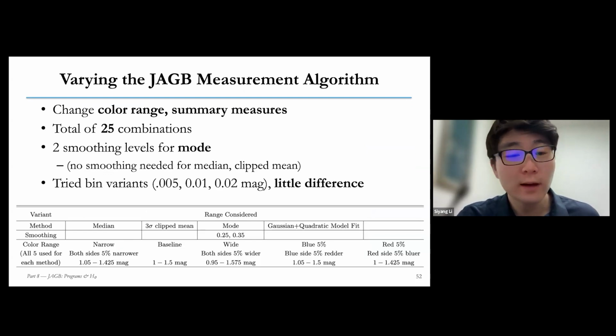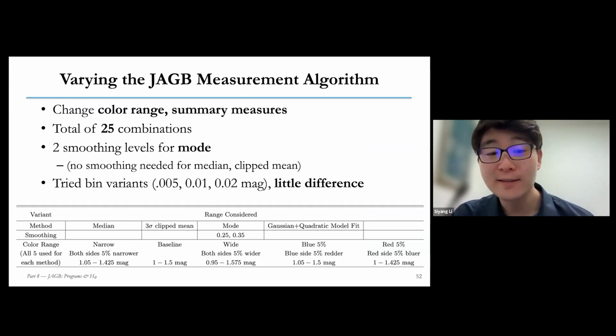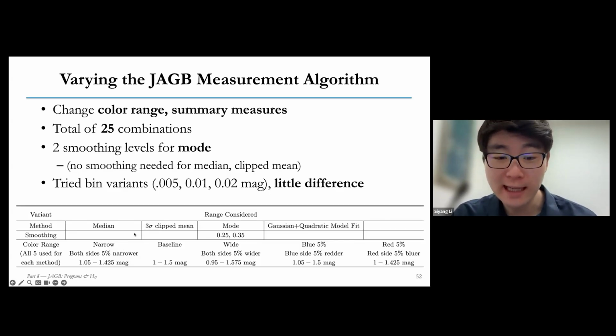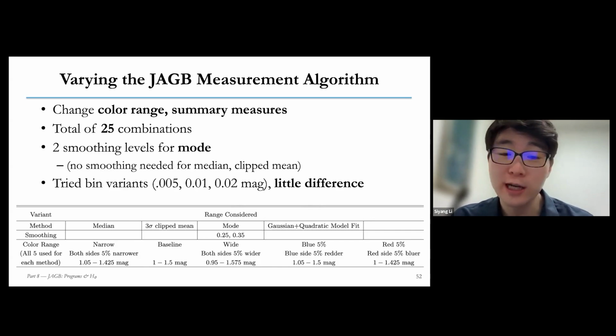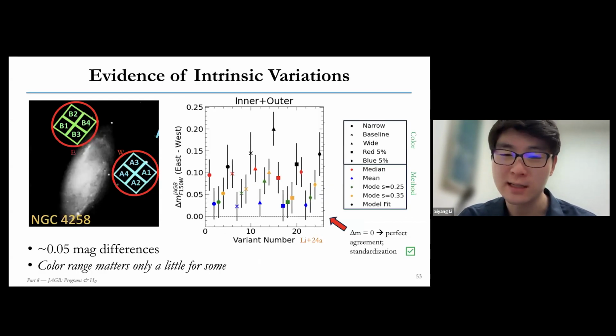In total, there are 25 different combinations of how to measure the JAGB. You have 5 different color ranges in that selection box that I showed before, as well as 5 different statistics: median, mean, the mode with 2 different strengths of smoothing, as well as the model fit. Because we see this asymmetry in the luminosity function, we want to explore how this choice of measurement method and parameters changes your JAGB measurements, JAGB distances, and ultimately the spread in the Hubble constant.